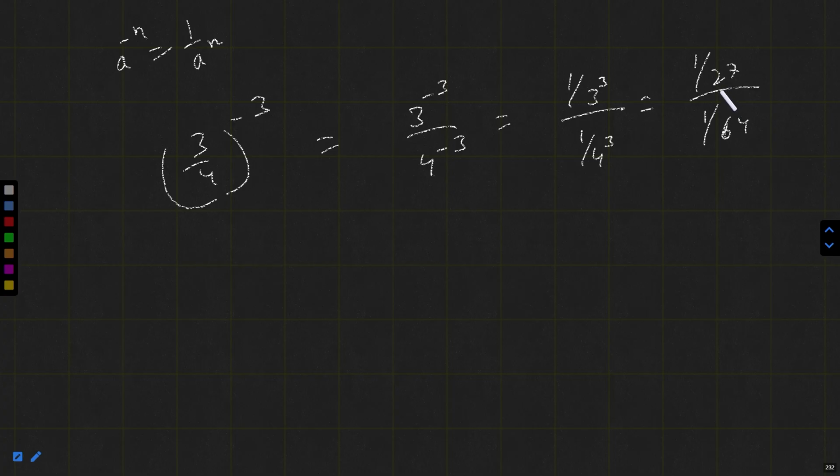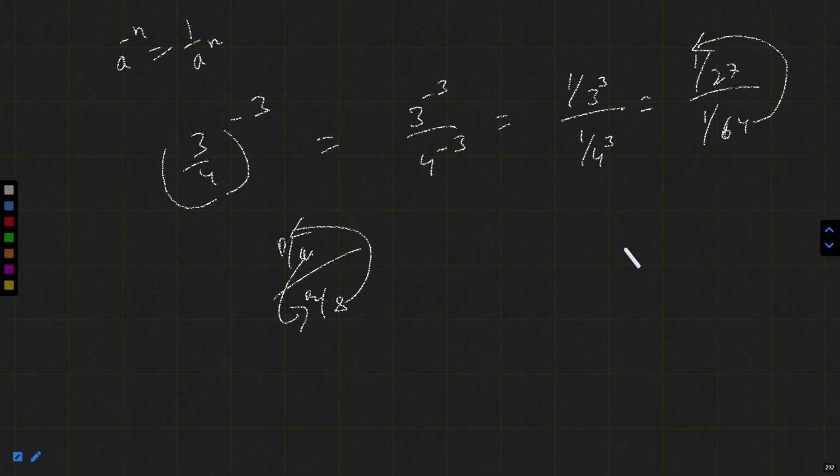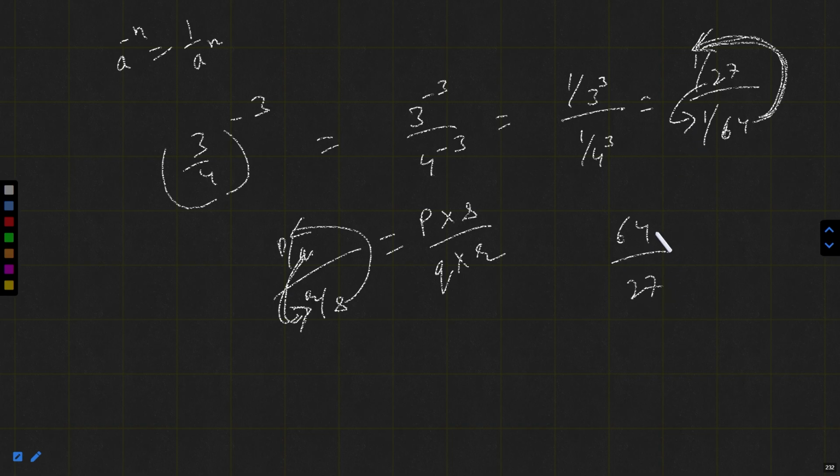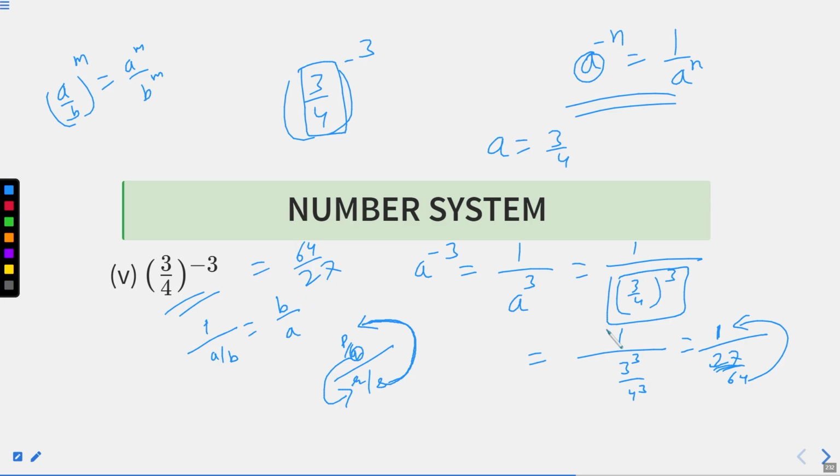Now I can use what I previously told about the fraction p upon q divided by r upon s. So s goes up, q goes down. So 64 goes up and multiplies with 1, and 27 goes down and gets multiplied with 1. So it will give 64 by 27 only. So the answer still remains the same, 64 by 27. I hope this is clear.